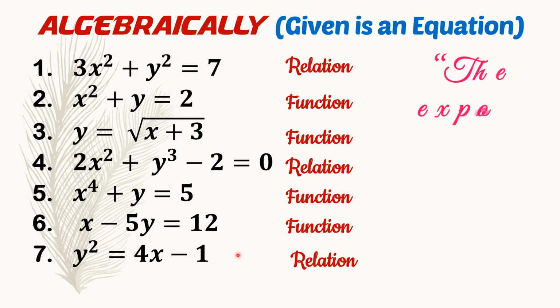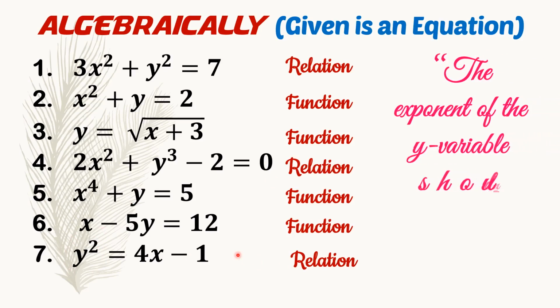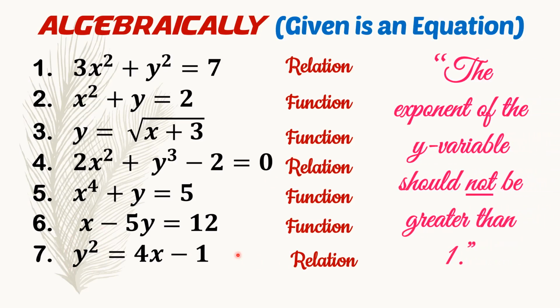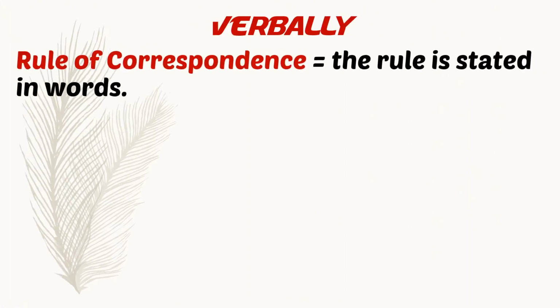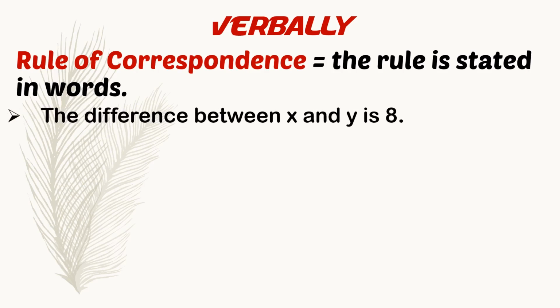So therefore, to determine whether it is a function or not, all you have to do is to observe the exponent of the y variable, and it should not be greater than 1. If the exponent is 2, 3, 4, then it is merely a relation or not a function. We can also represent a function verbally. There is a rule of correspondence, and it is stated in words or through a question. For example, the difference between x and y is 8. This English phrase can be translated into a mathematical phrase or equation such that x minus y is equal to 8. Observing the exponent of y, which is only 1, therefore it is a function.